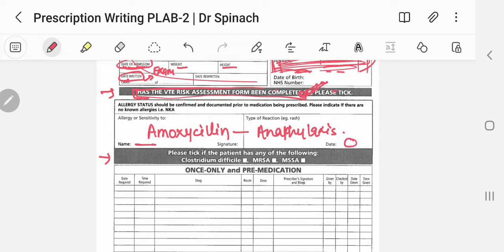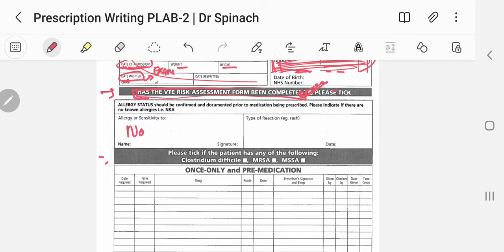Okay, now let's say the patient doesn't have any allergy. In that case, you still have to fill it up. You have to write no known allergies. Okay, and then write your name, do the signature and write the date.